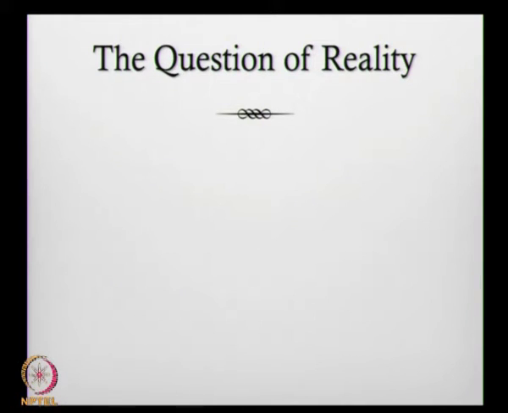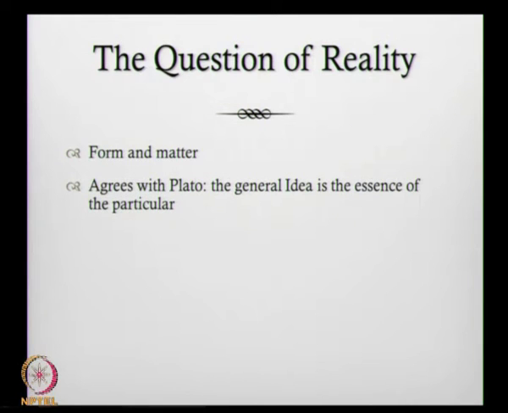Now, when we come back to the question of reality, let us try to address this problem from this context: the question of reality, form and matter. The entire reality is constituted of form and matter. We can explain the entire world, the entire reality around us, even our own destiny, even our own being in this world, everything with the help of these two fundamental metaphysical principles, form and matter. And it is in this context that we have to appreciate that Aristotle here agrees with Plato, his teacher, to a great extent, because the general idea is the essence of the particular.